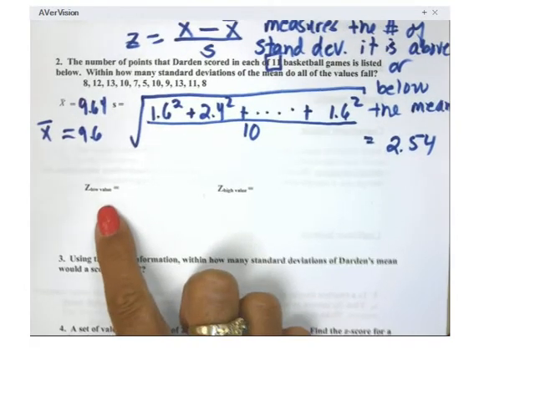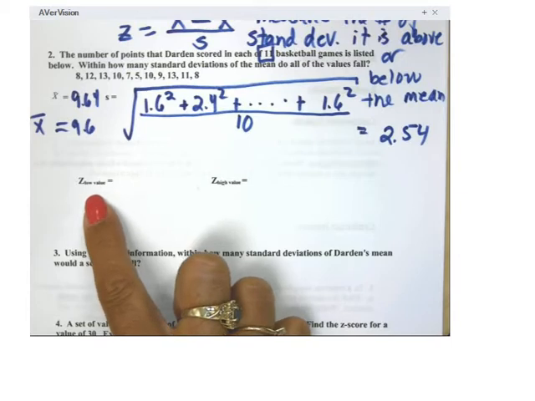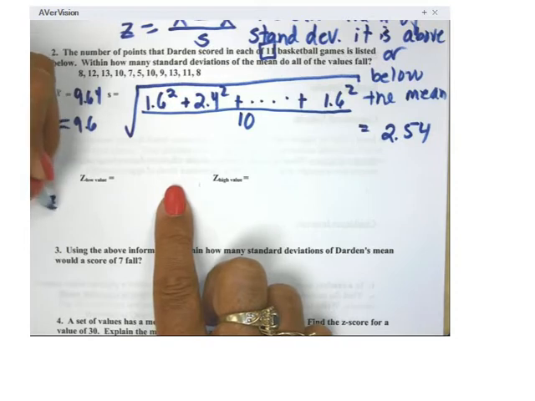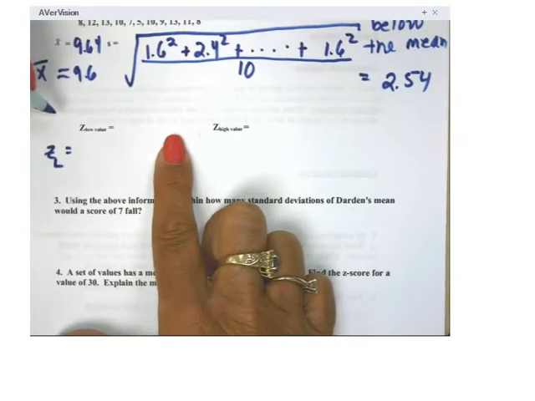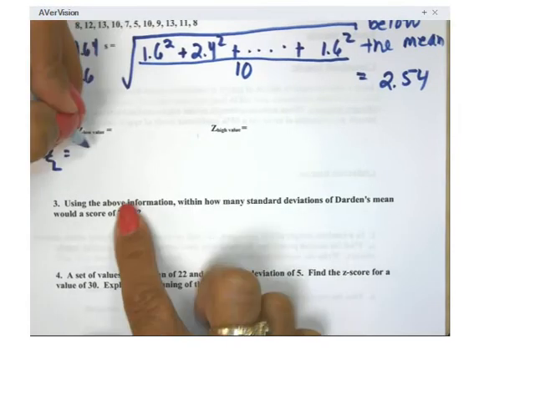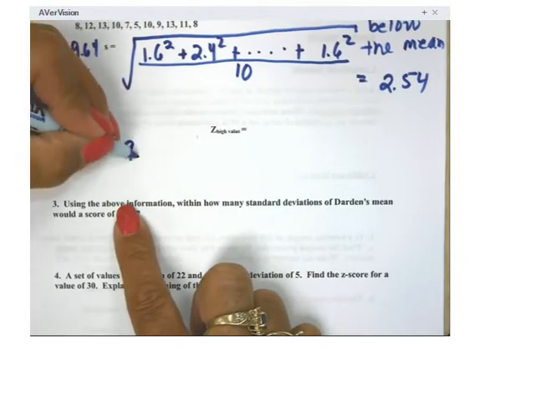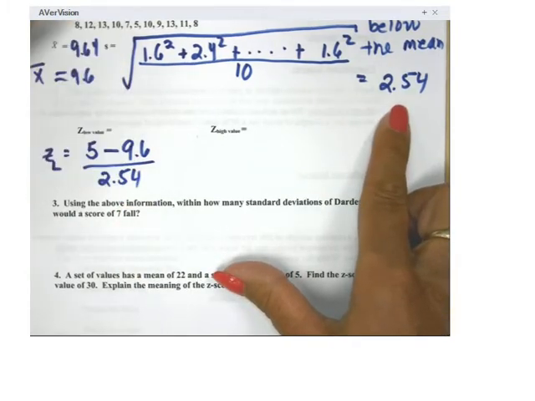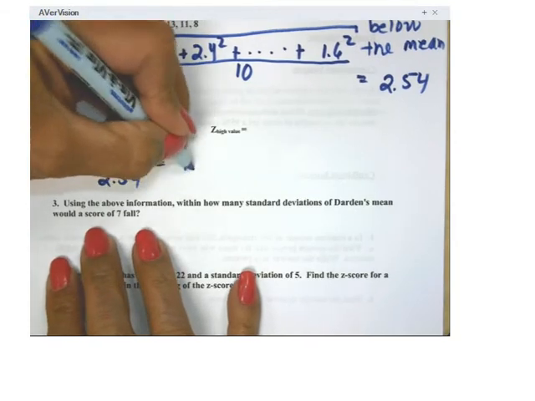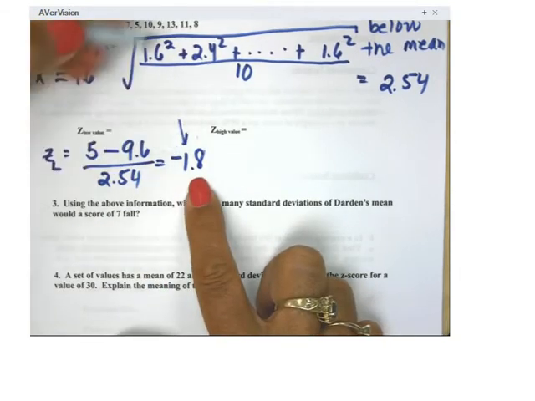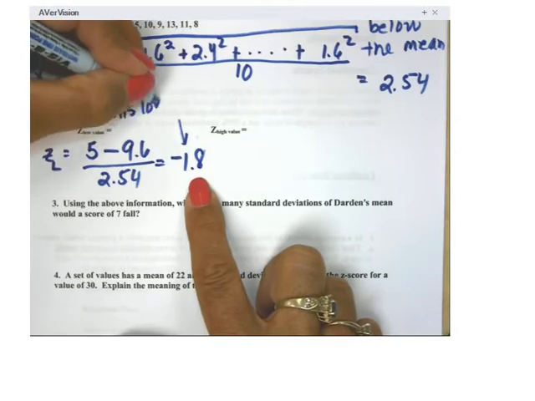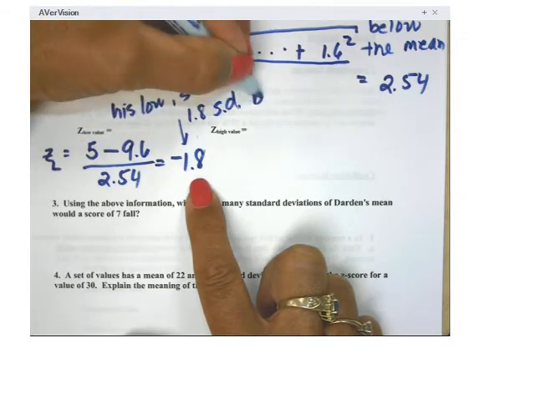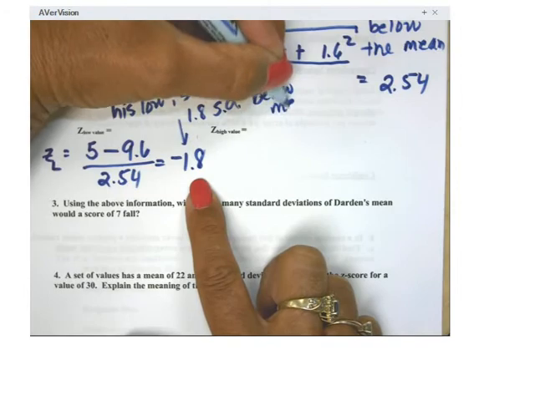Okay, so that tells me that, on average, if I know the mean is 9.6, the deviation of his game scoring is about 2.5 points away from this mean. Now we're going to find the z-score of the low value. We take the score, that's the low, and the lowest was 5, and we take the mean away from it and divide by the standard deviation. When I calculate that, I get negative 1.8.